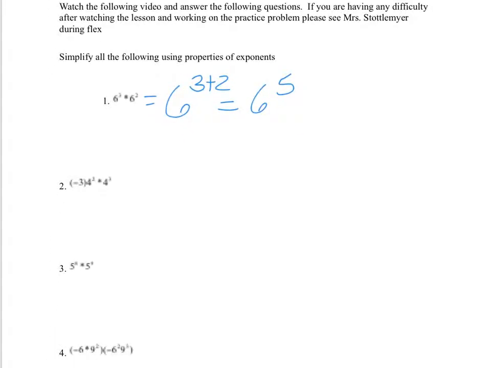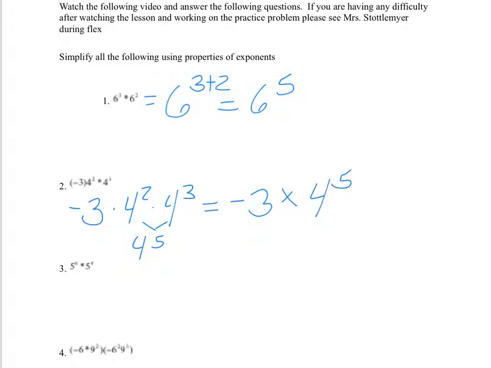For number 2, you'll notice that we have 2 bases. We have the negative 3, and we have the 4 squared times 4 to the third. We can only put exponents with the same bases together. So we can't do anything at all with that negative 3. It just has to come over in the final answer. The 4's, on the other hand, we can add them together and get 4 to the 5th. So the final answer is negative 3 times 4 to the 5th.